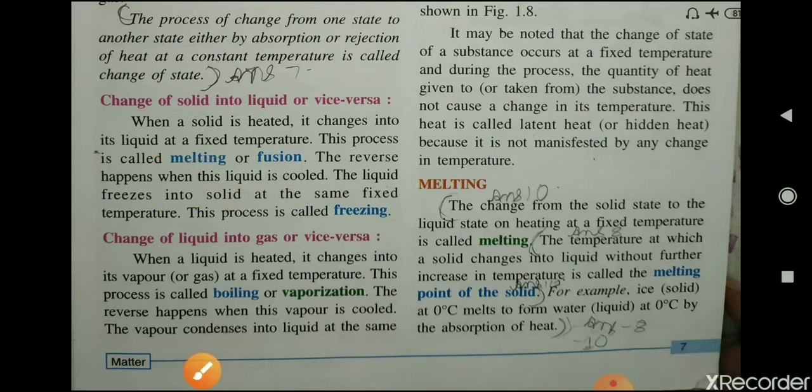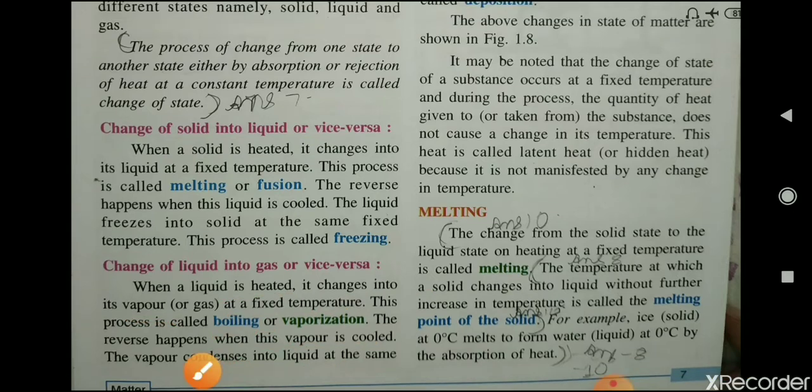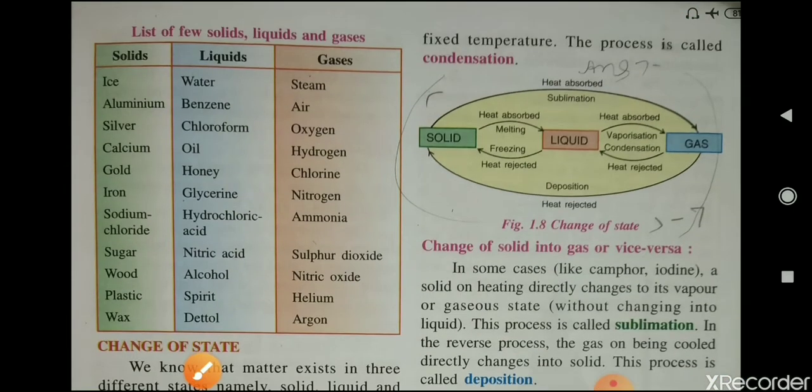Now, change of liquid into gas. When a liquid is heated, it changes into vapor or gas at a fixed temperature, that is known as boiling. And the reverse happens when this vapor is cooled. Vapor condenses into liquid at that same temperature, and that is known as condensation.